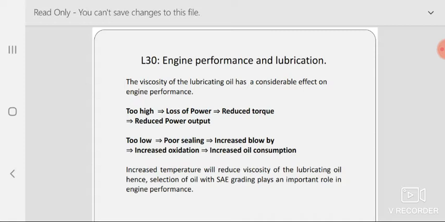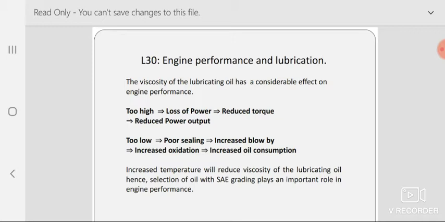I told you again, too high viscosity means loss of power. Reduced torque, reduced power output. I told in the last class, too high viscosity means the lubricant loses its fluid character. The moment it loses fluid character, it doesn't get circulated properly within the engine piston cylinder arrangement. When it doesn't get circulated properly, there is more friction. When the friction happens, a lot of power goes into running the piston within the cylinder.